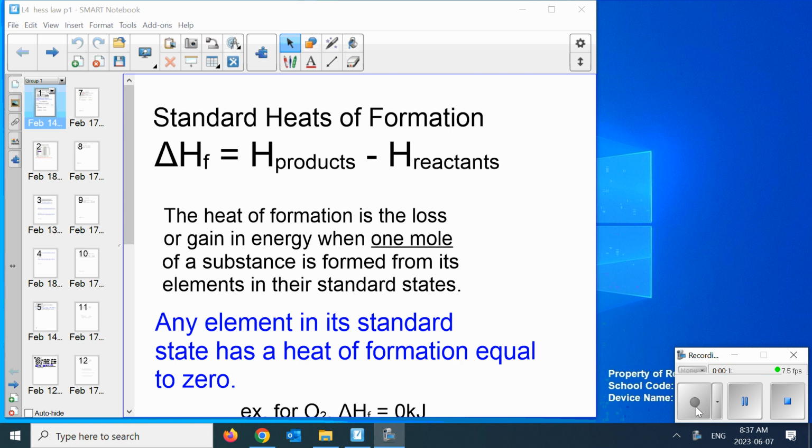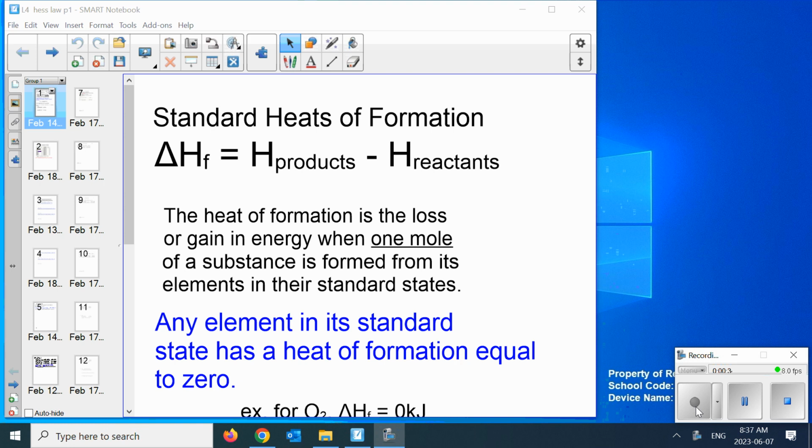We're going to take a look at something called Hess's Law. You guys got this in front of you. It's a technique to find the energy involved in a reaction. The first thing we have to understand, though, when we do Hess's Law is heats of formation.